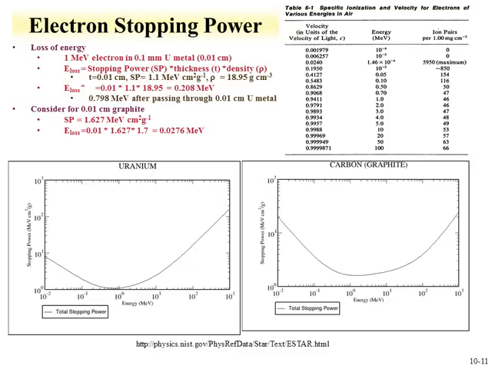We can perform the same calculation for graphite. Imagine that we have the same size thickness of graphite, so 0.01 centimeters. Stopping power is listed here, 1.627 MeV centimeter per gram.